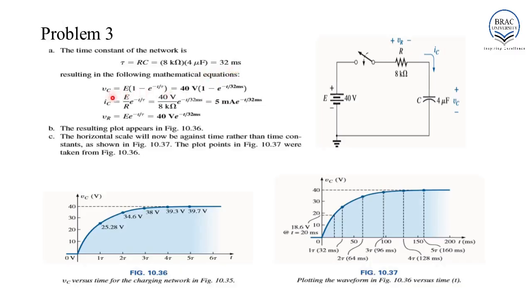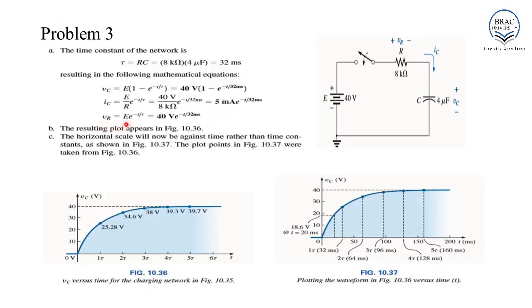The generalized expression for VC is E times (1 minus e to the power minus t by tau). For this circuit, E is equal to 40 volts. Hence, the expression for VC will be 40 times (1 minus e to the power minus t by 32 milliseconds). IC equals E by R times e to the power minus t by tau. If we substitute the values of E and R, then IC will be equal to 5 milliampere e to the power minus t by 32 milliseconds.